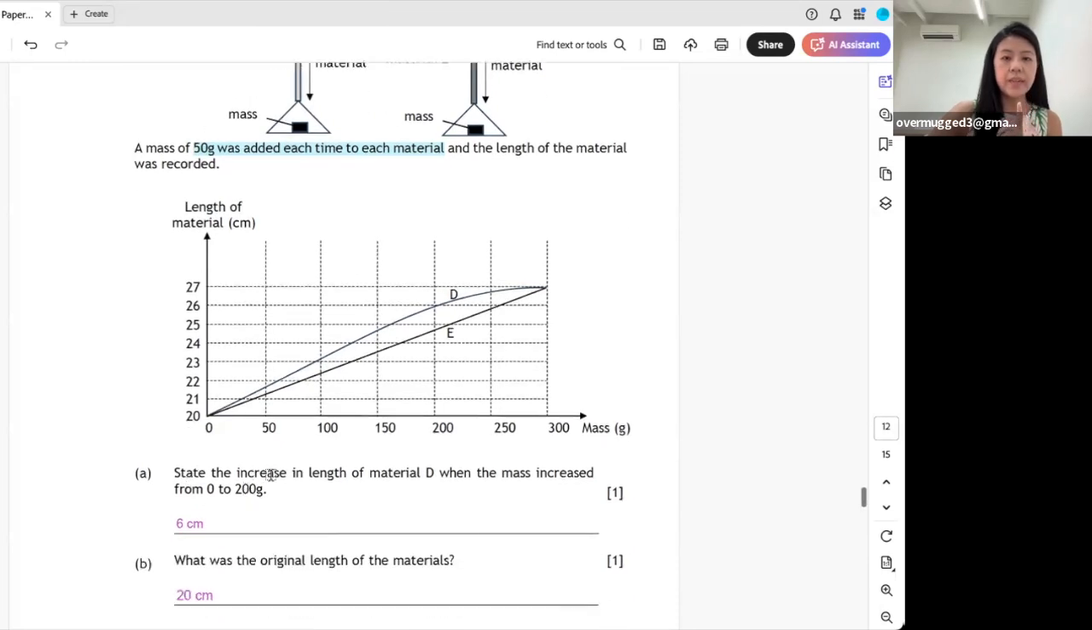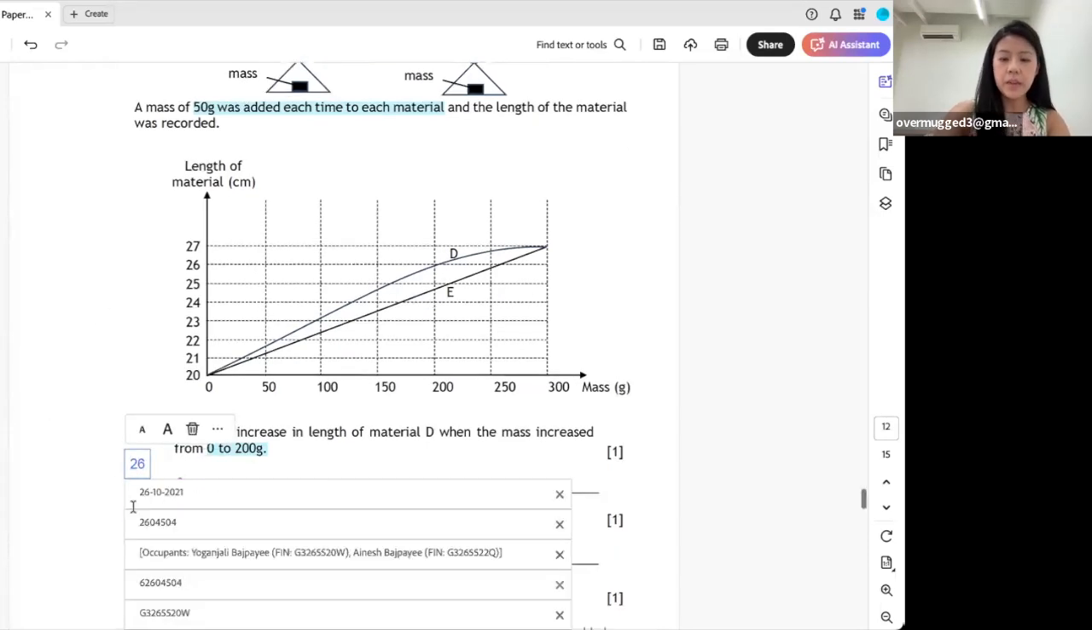So state the increase in length of material D when the mass changes from 0 to 200. At 0, you have the length here. At 200, you have the length here. So make sure you read the graph properly. Here. Okay. You will have 26 cm. So you can write a note for yourself.